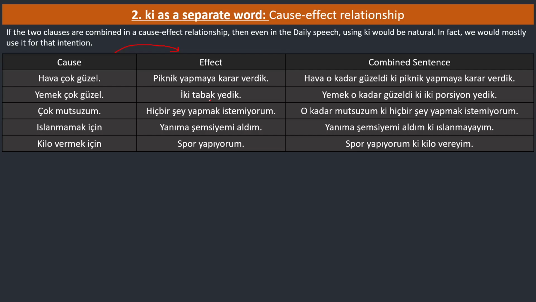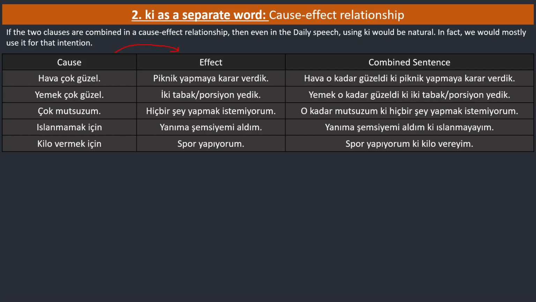Yemek o kadar güzeldi ki 2 porsiyon yedik. Let me change this to tabak or porsiyon. You can say this. Yemek o kadar güzeldi ki 2 tabak ya da 2 porsiyon yedik. The food was so nice that we ate 2 portions or 2 plates of food. Okay? So the food being so nice was the reason why we decided to eat 2 portions. Okay, and it goes on like this.